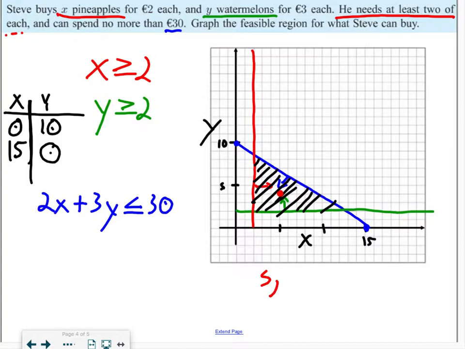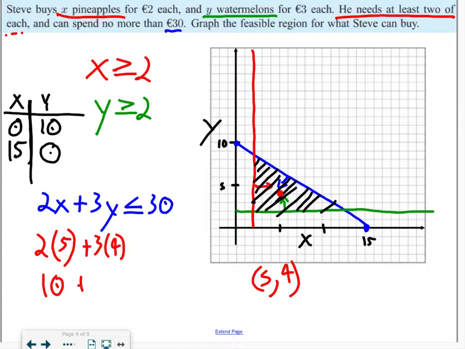For instance, if I look right here, this point is going to be 5 pineapples and 4 watermelons. If I put that into my equation, I get 2 times 5, which is going to be $10, plus $3 for all of the watermelons I buy. I buy 4 of them, so that's going to cost me $12. And I can see that 10 plus 12 is going to be less than $30.